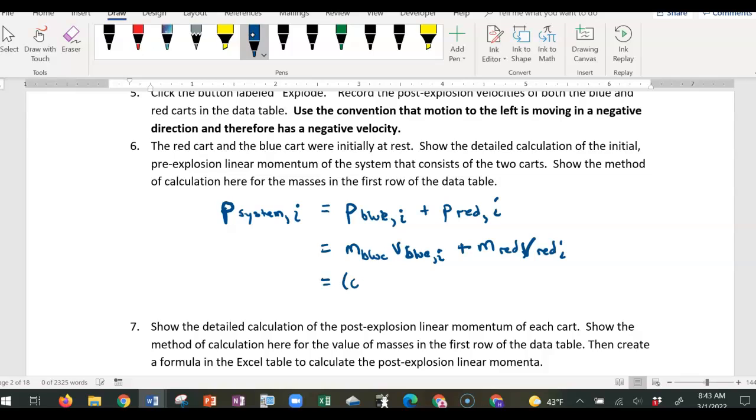Okay, the mass of the blue cart was 0.5 kilogram, and its initial velocity was 0. It was not moving. The mass of the red cart was also 0.5 kilogram. I'm doing this for the first row in my data table, and the initial velocity was 0. So I have 0 plus 0. The momentum of this system at the beginning was 0 kilogram meters per second.